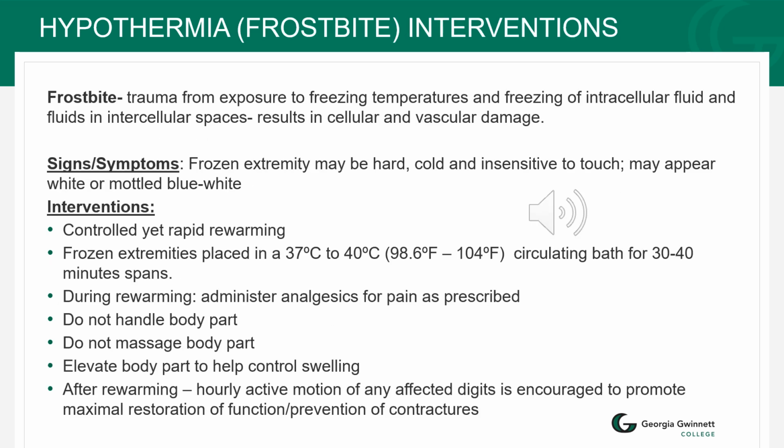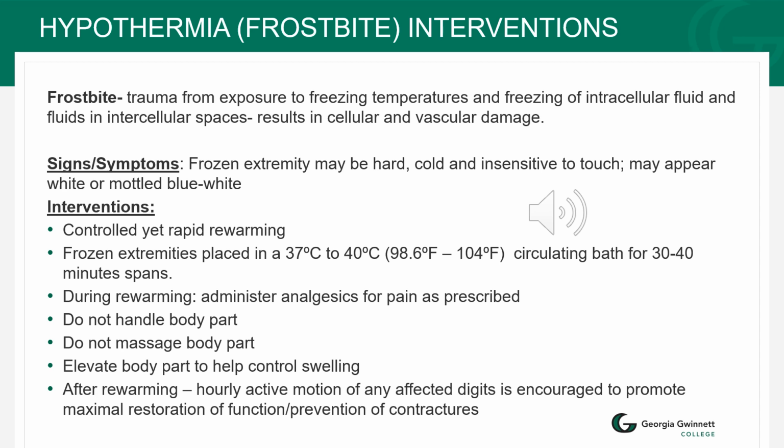So frostbite is trauma from exposure to freezing temperature, and it's when you have freezing of that intracellular fluid, and the fluids in the intracellular spaces are frozen, and it then results in cellular and vascular damage. The body parts that are most frequently affected by frostbite include the feet, the hands, the nose, and the ears. And frostbite ranges again from mild to extreme. So first degree is more mild. Fourth degree is extreme.